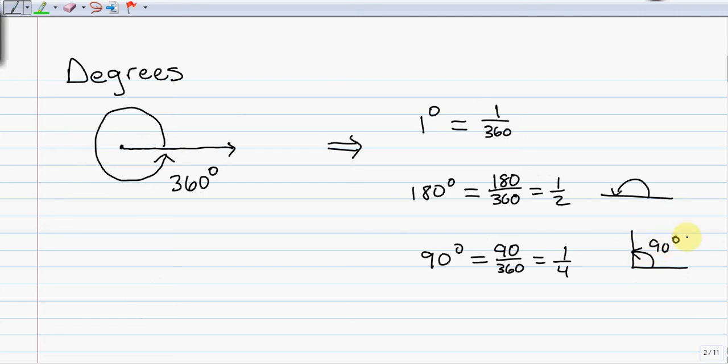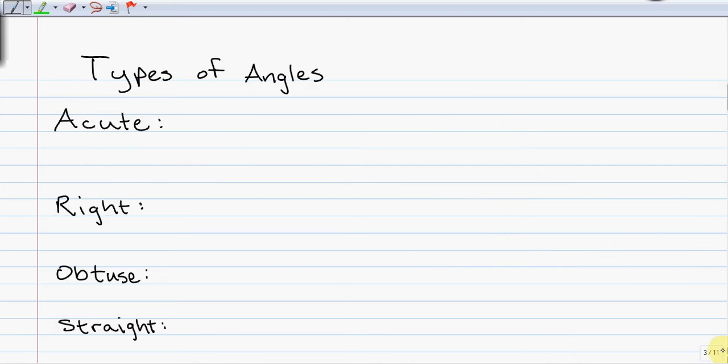Okay, so we have a lot of different types of angles, but these major types that you might have seen in a geometry class are acute, right, obtuse, and straight. So an acute angle is an angle which is between 0 and 90 degrees. So it's less than a quarter of a turn. You can think of this as a small little angle. So in this case, theta is about, say, 30 degrees, maybe 45 degrees.